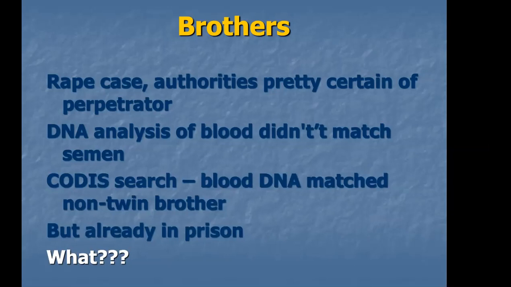Well, it turned out that the perpetrator had leukemia when he was young. And his brother had donated bone marrow to the perpetrator. And so the brother's cells were in the bone marrow, which is where blood cells are derived. White blood cells. You can't use red blood cells. They don't have a nucleus. And so they went back and they did buccal swabs, and sure enough, there was a perfect match. So this was a true case in Canada.